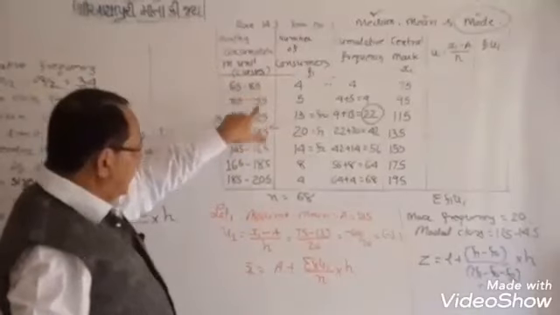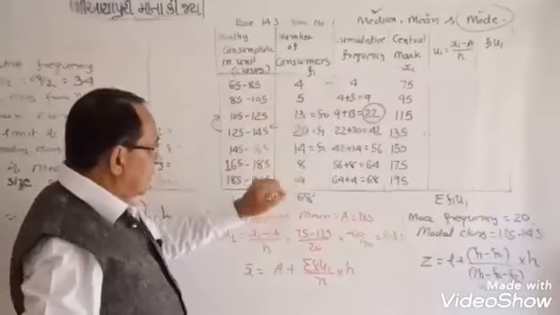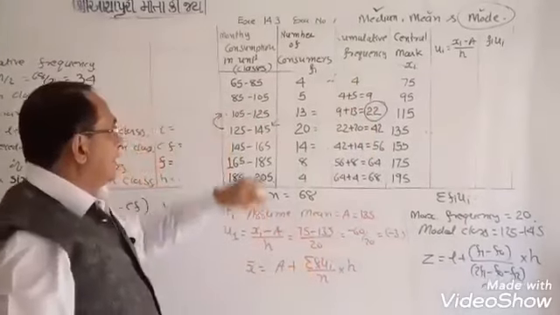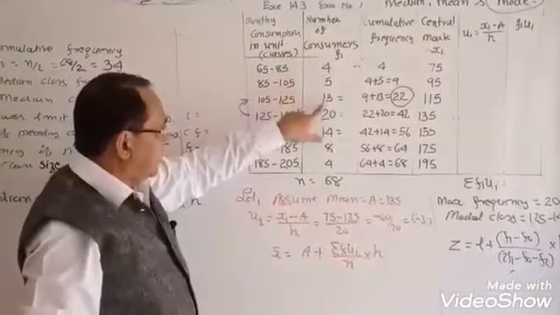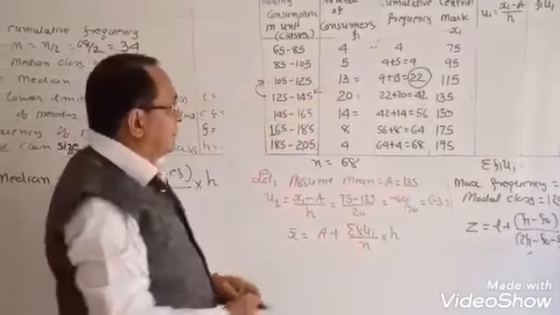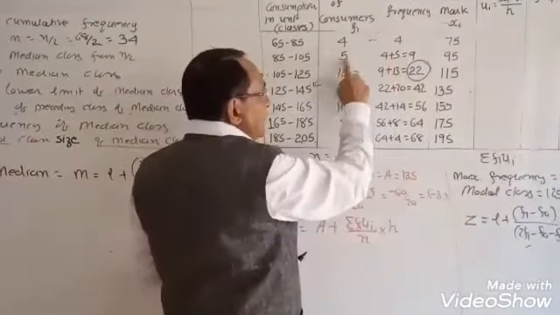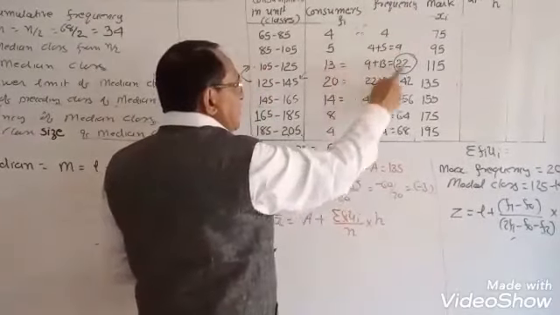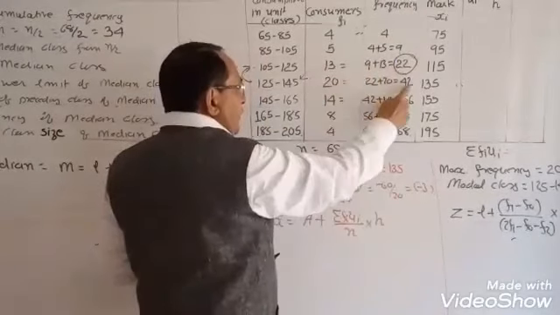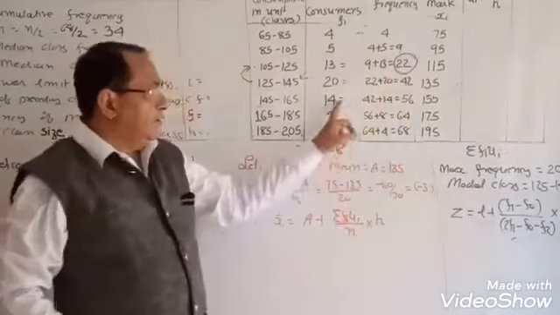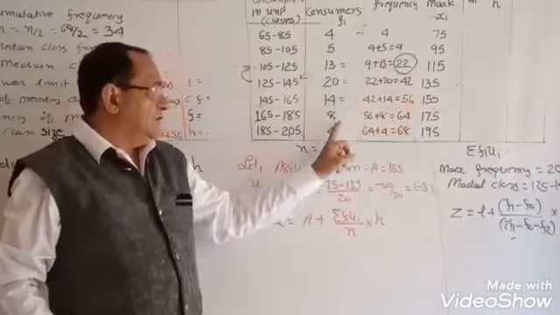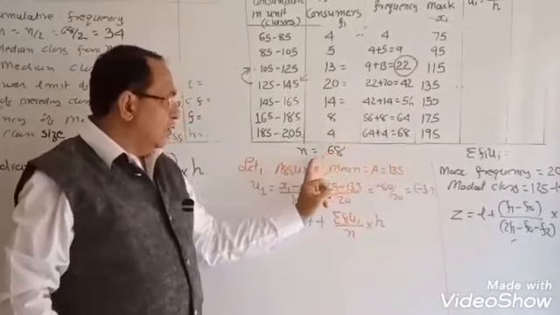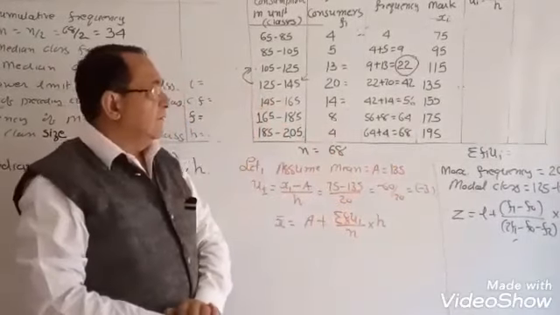First, you are given this class, that is your normal frequency. From the normal frequency we will find the cumulative frequency. 4, 5, 13, 20, this way. 4 plus 5, 9, that is your cumulative frequency. 9 plus 13, 22, 22 plus 20, 42, 42 plus 14, 56, 56 plus 8, 64, 64 plus 4, 68. Total number of frequency is 68.